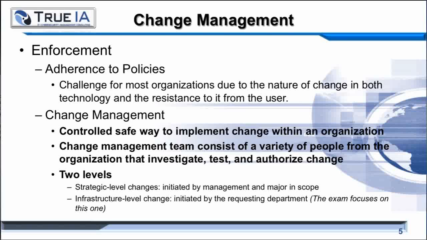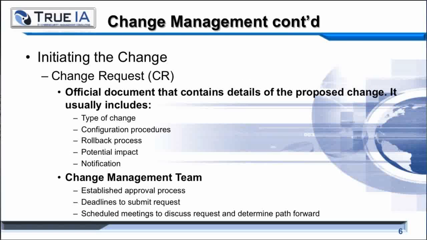There generally are two levels that you'll need to deal with, a strategic level change and an infrastructure level change. The strategic level change is initiated by management and is generally a pretty major size and scope. The infrastructure level change is initiated by a requesting department. The Network Plus exam focuses on the infrastructure level change. So how do these changes occur?